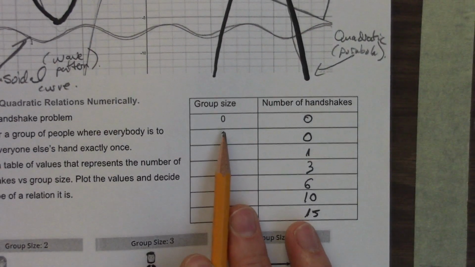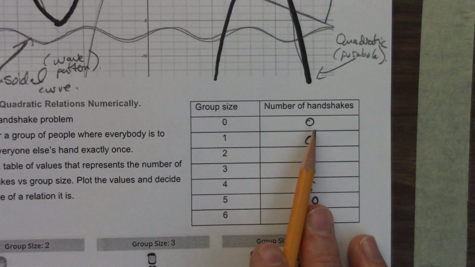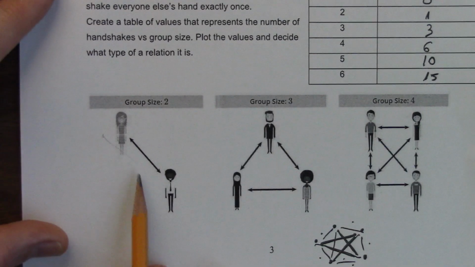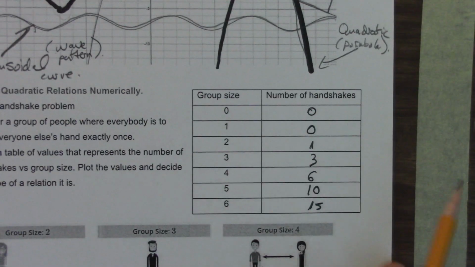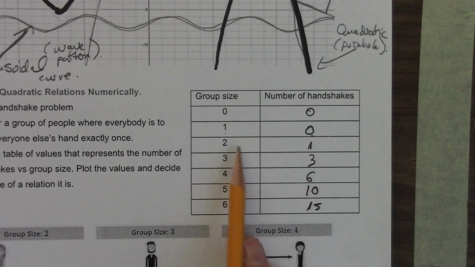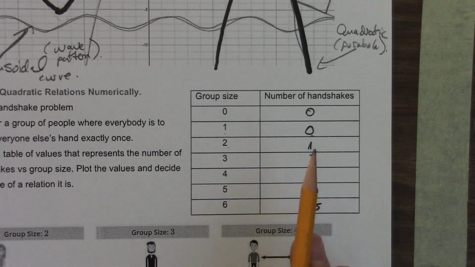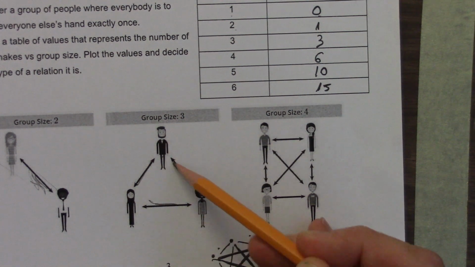Well, when we have a group of 0, we know we have 0 handshakes. That's obvious. You have no one to handshake. When we have a group of 2 here, we know we have one handshake because they're going to just handshake each other and then it's a done deal. So we have a group size of 1 is also 0 handshakes, 2 is 1 handshake.